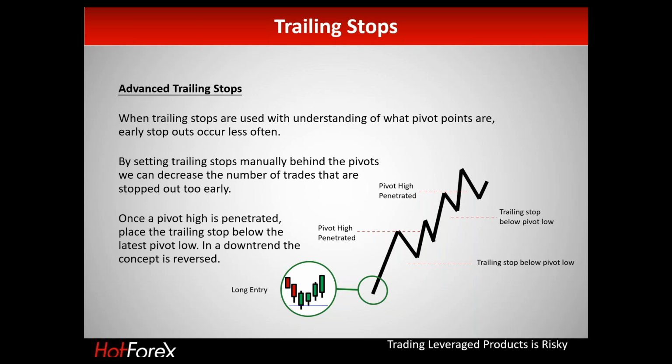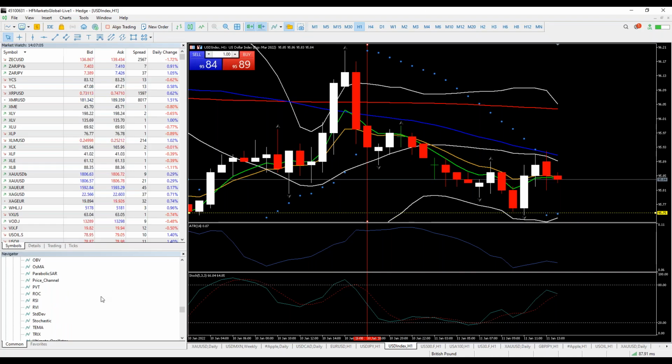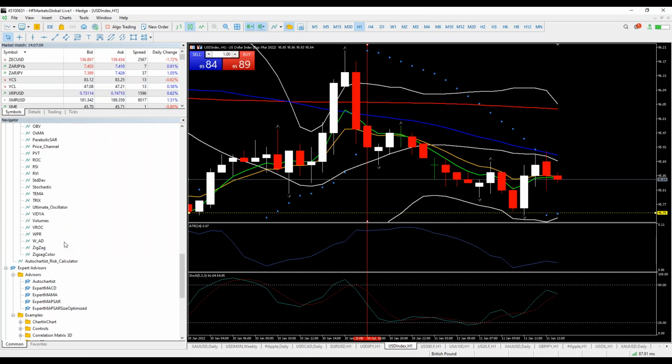Pivot points are considered to be some support and resistance levels, right? In the MT4, we have a pivot point indicator, an indicator identifying pivot points.